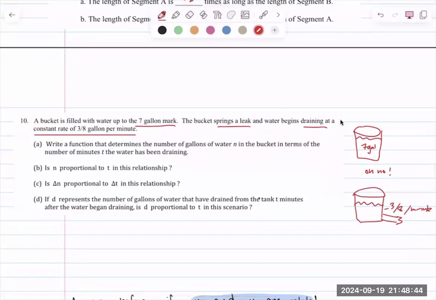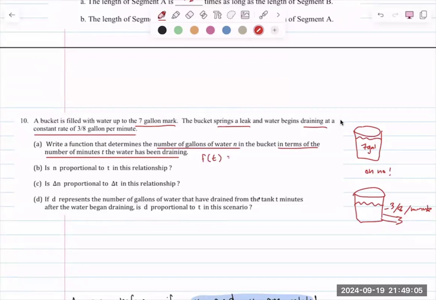And so we want to determine some quantities in the system, right? So first of all, we want a function that determines the number of gallons of water in the bucket, so N, in terms of the number of minutes, so in terms of time that the water has been draining. So let's call this f of t.